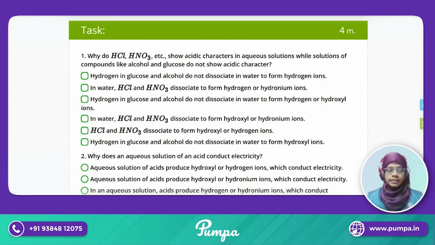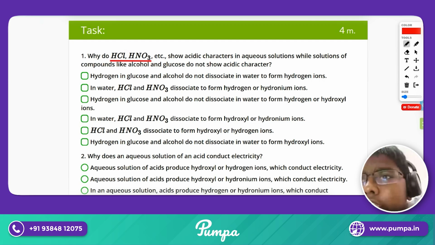Let's start with the question-based learning. We have our first question here. Why do HCl and HNO3... What are they? Actually, HCl and HNO3, how do we call them? Ma'am, hydrochloric acid and nitric acid. Yes, generally they are acids, right? So they show acidic character in aqueous solution.